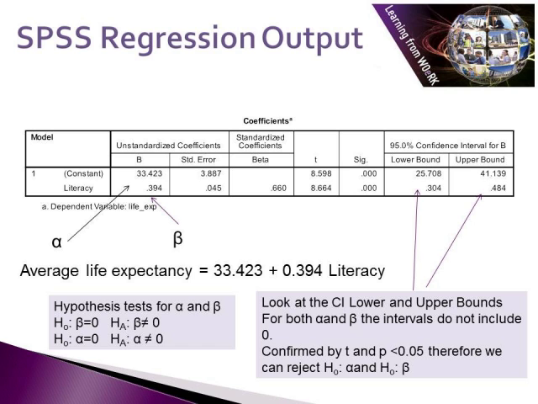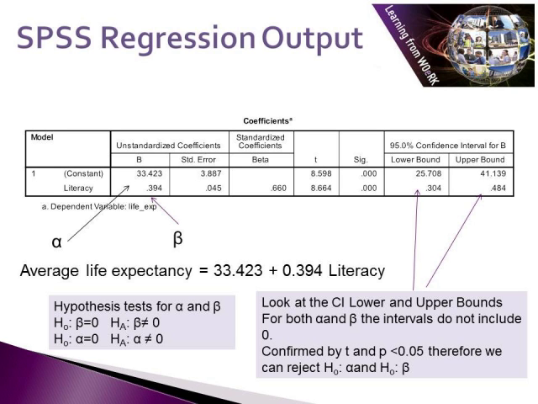Now, this slide shows what a regression analysis would look like in a statistical package such as SPSS. We can see the significance levels for the beta coefficient and for the alpha coefficient. And we can have a look at things like the confidence intervals, so the lower and upper boundaries for both the alpha and beta intervals.